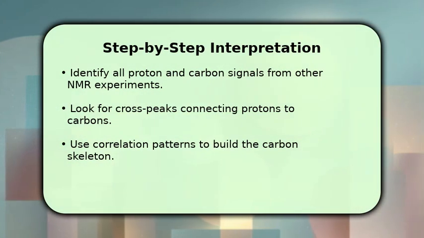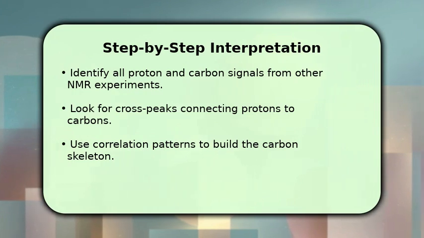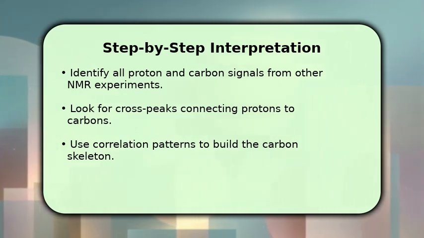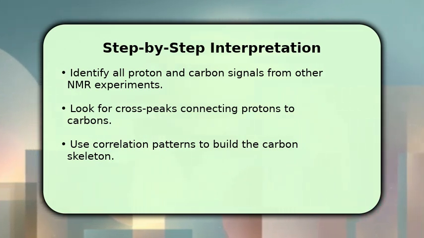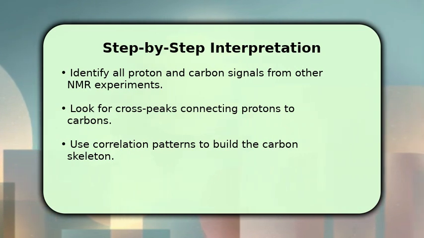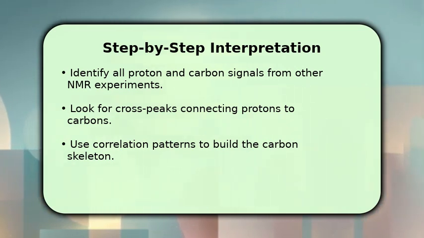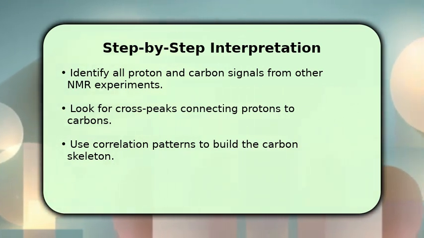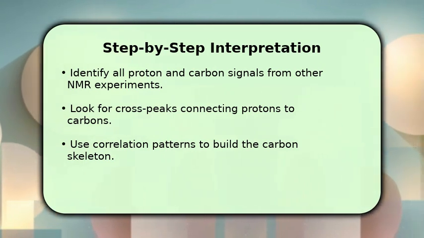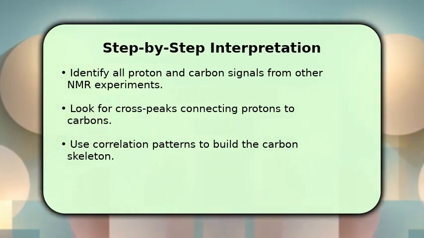To interpret an HMBC spectrum, first identify all your proton and carbon signals from your one-dimensional NMR data. Then, systematically examine each proton signal and its corresponding crosspeaks. Each crosspeak connects a proton to a carbon 2 or 3 bonds away. By mapping these connections, you can piece together the carbon framework and confirm the positions of functional groups.